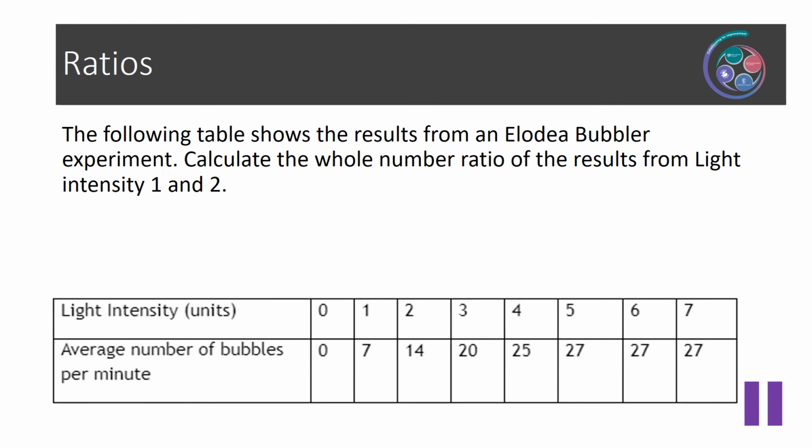Okay, so using the same set of results, the following table shows the results from an Elodea bubbler experiment again. I'd like you to calculate the whole number ratio of the results from light intensity 1 and 2. So light intensity 1 being here, and light intensity 2 being here. So the same thing applies. You need to find a number that goes into both of those answers, and you need to make sure that you have got the bigger number at the start and the smaller number at the end.